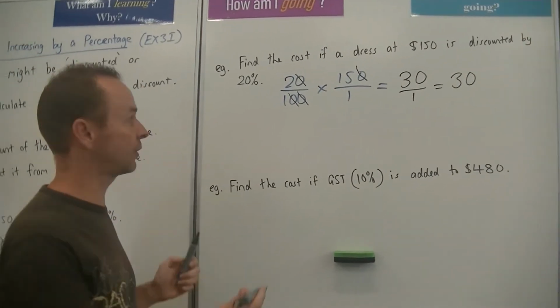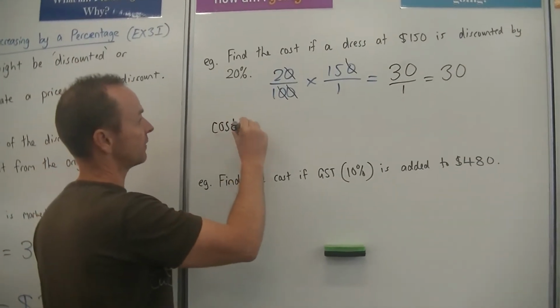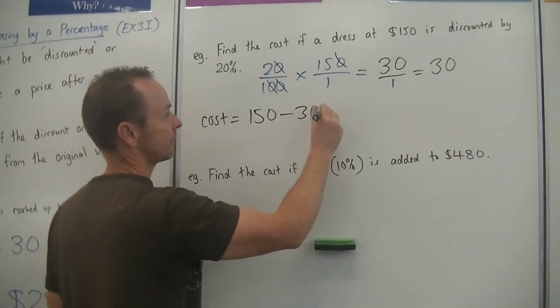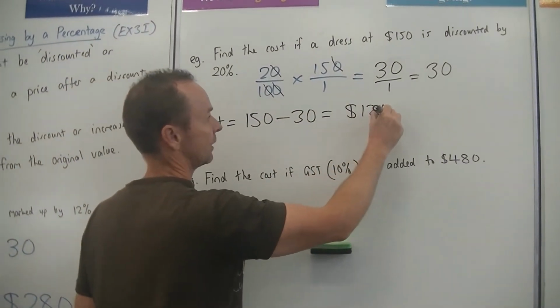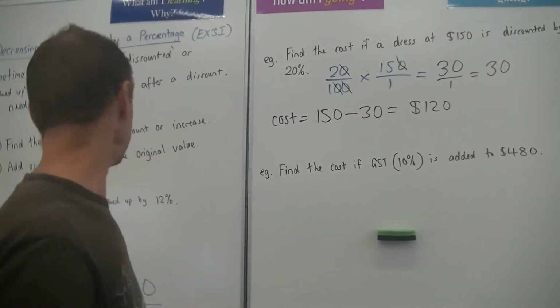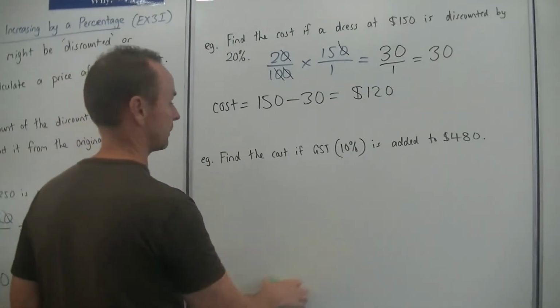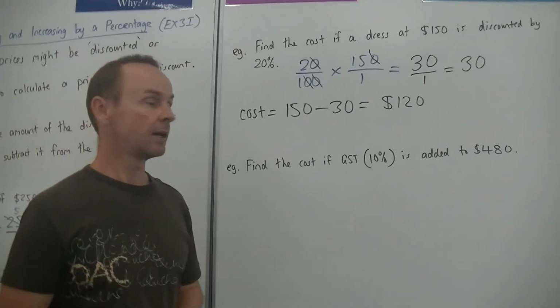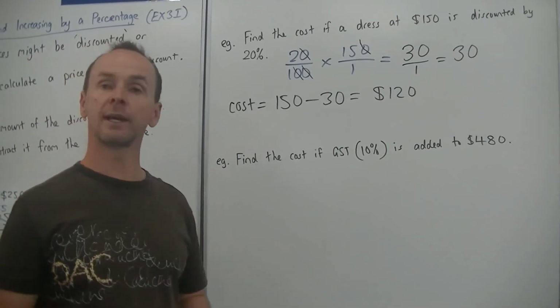So how much do you pay for the dress? So the cost of the dress is $150 minus the $30, which is $120. That's how much you have to pay. All right, let's do the last one. Find the cost if GST, 10%, is added to $480.